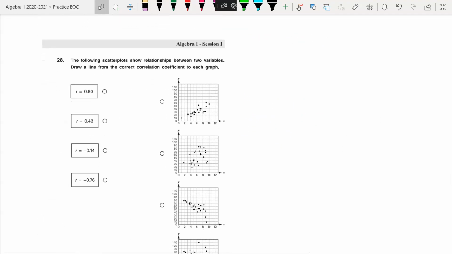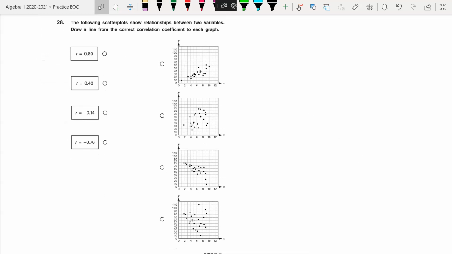28, the following scatter plots show relationships between two variables. Draw a line from the correct correlation coefficient to the correct graph. If it has a strong positive correlation, that means the dots are really close together and it's going upward. So that would be 0.8. So the stronger it is, the closer it is to 1. If you notice, the other one that's going up would be B, but it's not as strong. They're not as bunched together. Okay, so that would be 0.43.